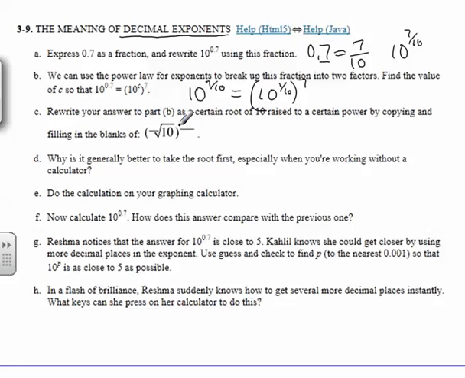Rewrite your answer as a root raised to a certain power by copying and filling in the blanks of this. So this is doing the 10th root of 10 all raised to the power of 7. Why is it generally better to take the root first, especially when you're working without a calculator? Well, if you take the root first, it makes the problem smaller first, and then you make it larger.